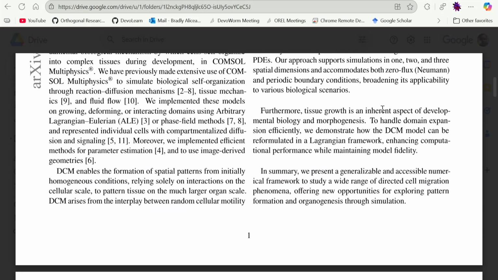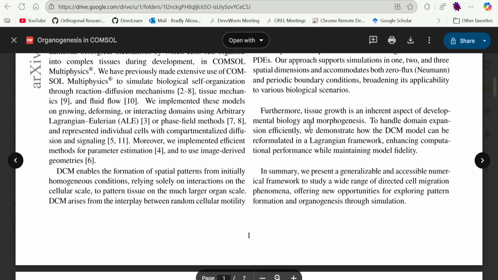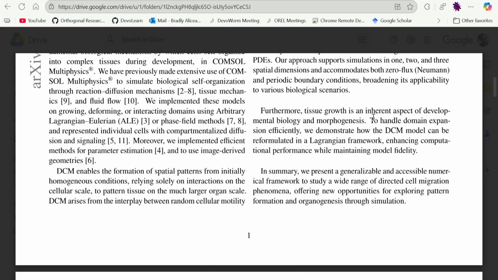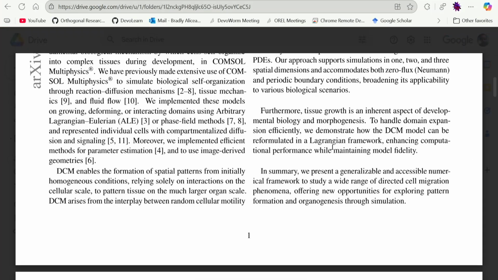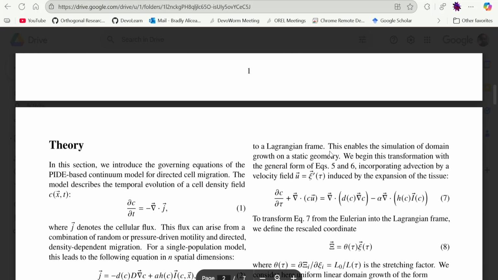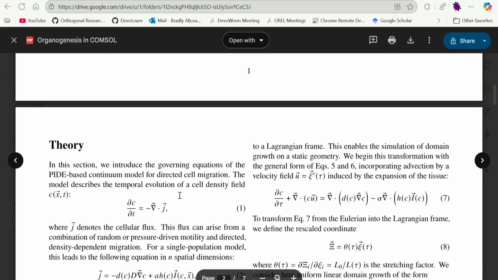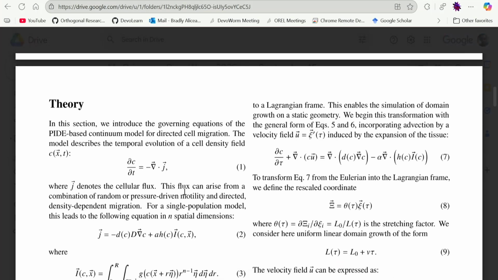Furthermore, tissue growth is an inherent aspect of developmental biology and morphogenesis. So, we want to be able to model that accurately. To handle domain expansion efficiently, we demonstrate how DCM models can be reformulated in a Lagrangian framework, enhancing computational performance while maintaining model fidelity. Okay, so they get into the sort of the mathematics here.